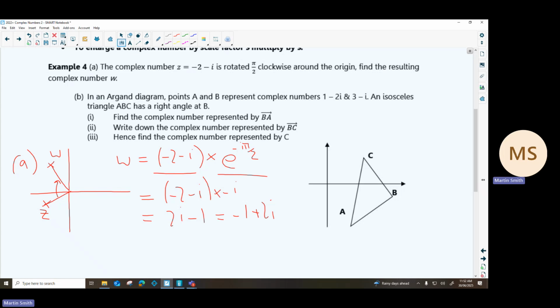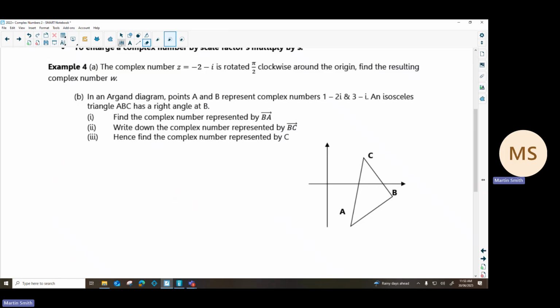Okay, that was part A. Part B is completely unrelated. I'm going to get rid of what I've done here. So in part B, we're looking at this picture here.